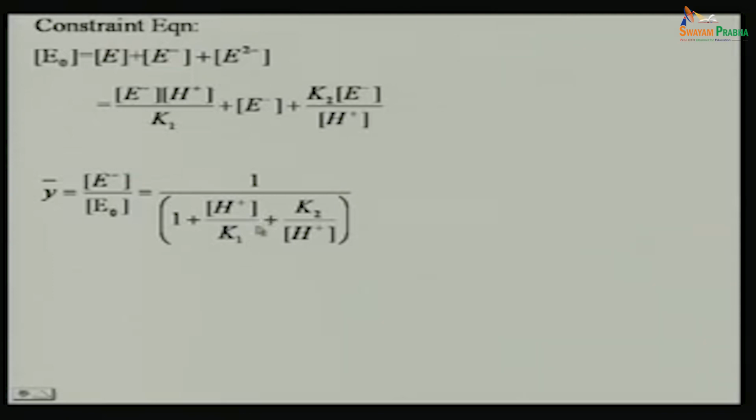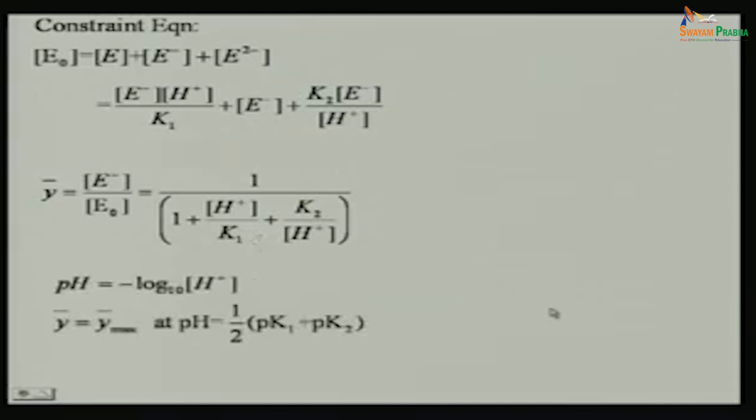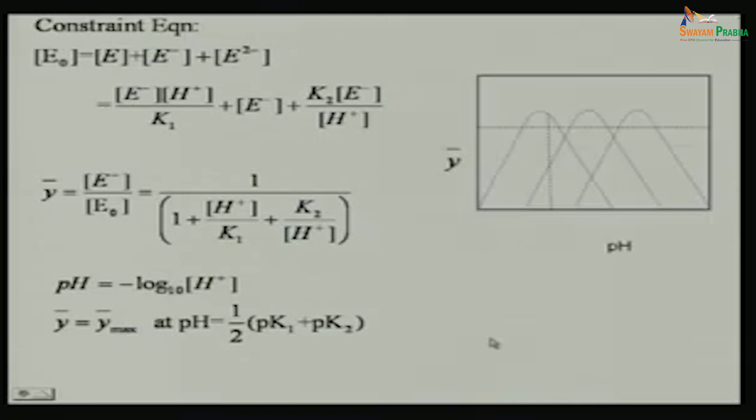But H plus is something that I don't want to use in this form. I want to use it in the form of pH, right? So what I do is simply use the definition of pH as minus log base 10 H plus, and therefore I can just rewrite this expression that I have over here, y bar, in terms of pH, right? Shouldn't be a problem. So there will be a negative and a positive sign. And now before I explain what I wrote at the bottom, let me show you the plot.